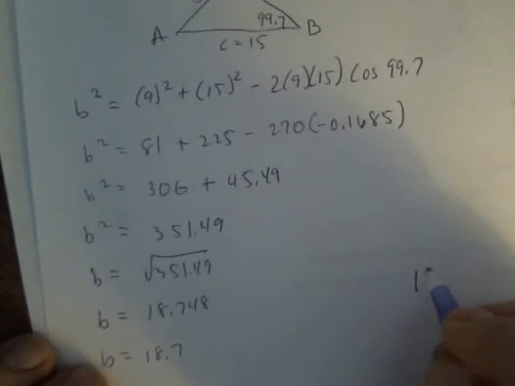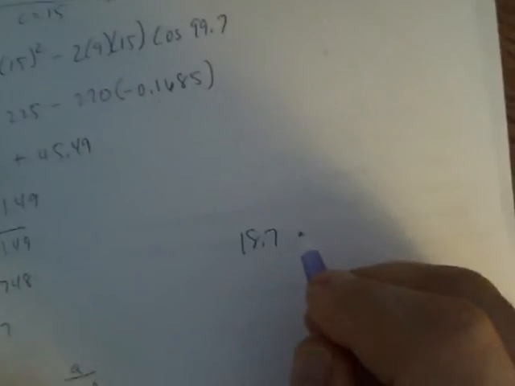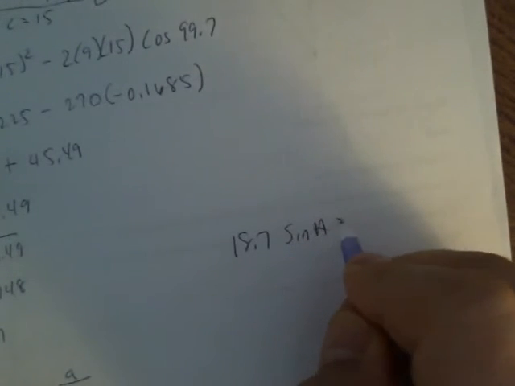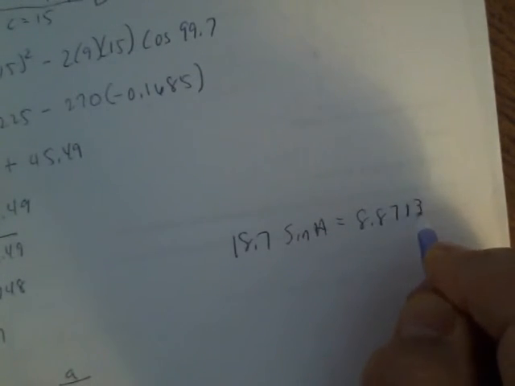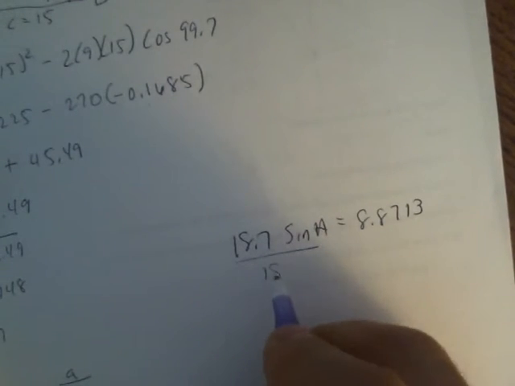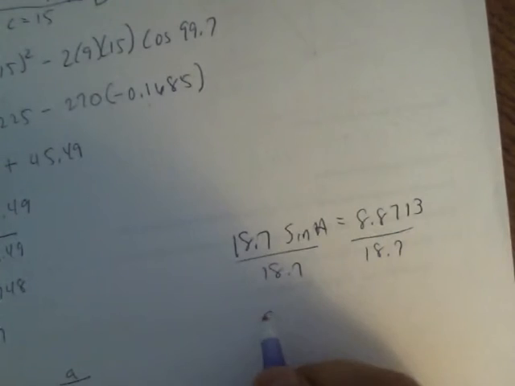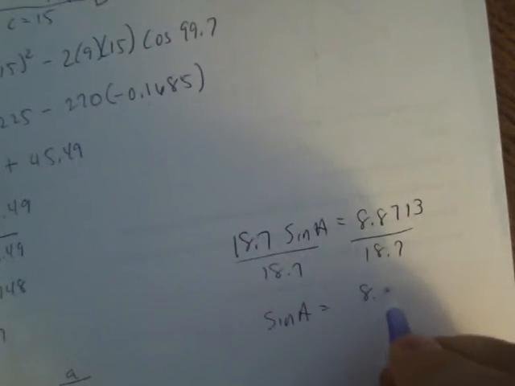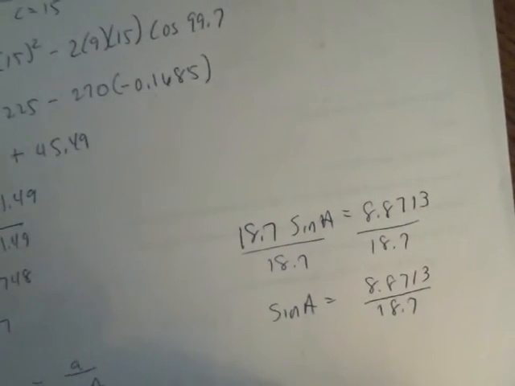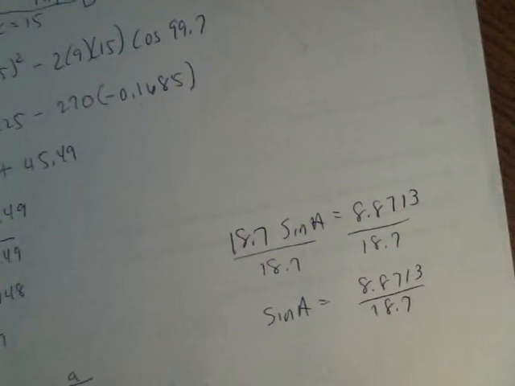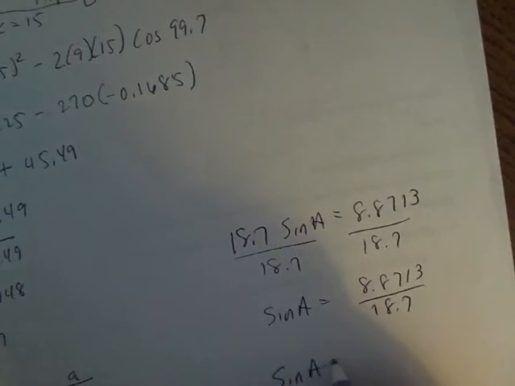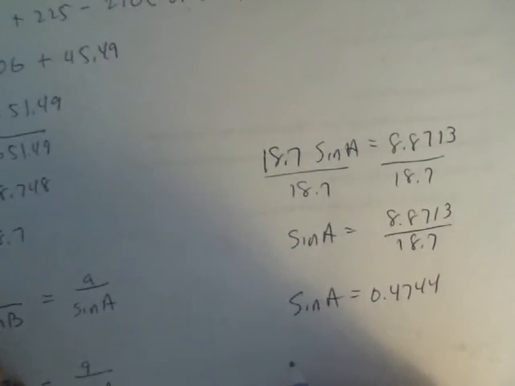So I'm now here at 18.7 sine A equals 8.8713. So now I'm going to divide both sides by the 18.7. So sine A is 8.8713 divided by the 18.7, and sine A is 0.4744. So A is the inverse sine.